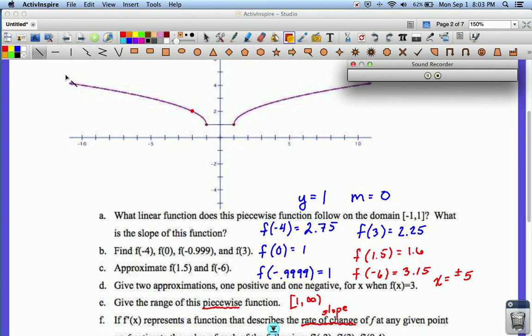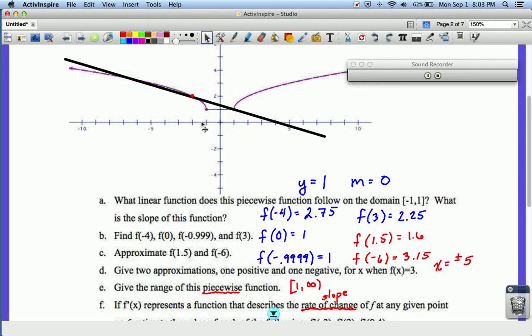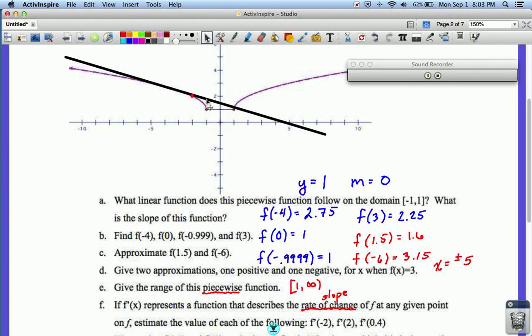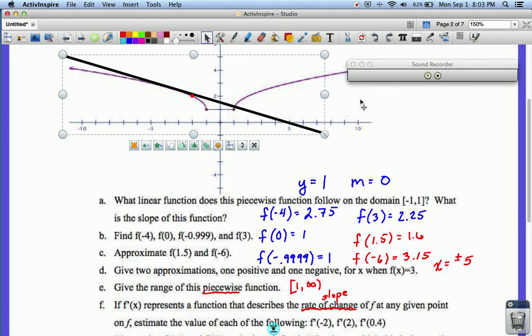See if I can make a tangent here. And not what I was shooting for. Let's go down a little bit more and move this line a little bit. So we kind of visualize that being a tangent. Okay, what would be the slope of that line?